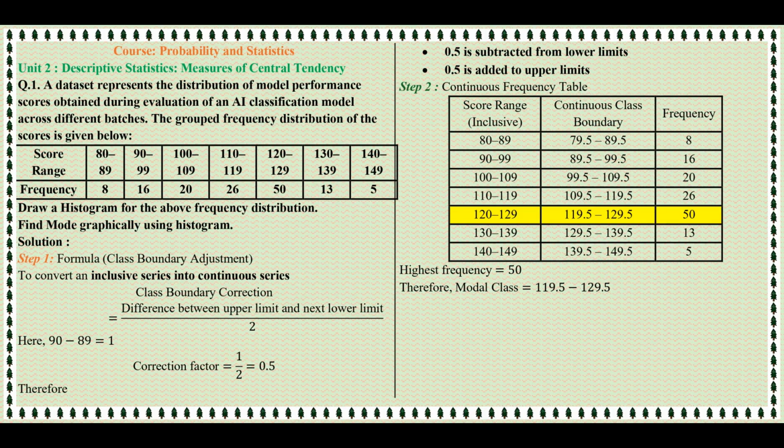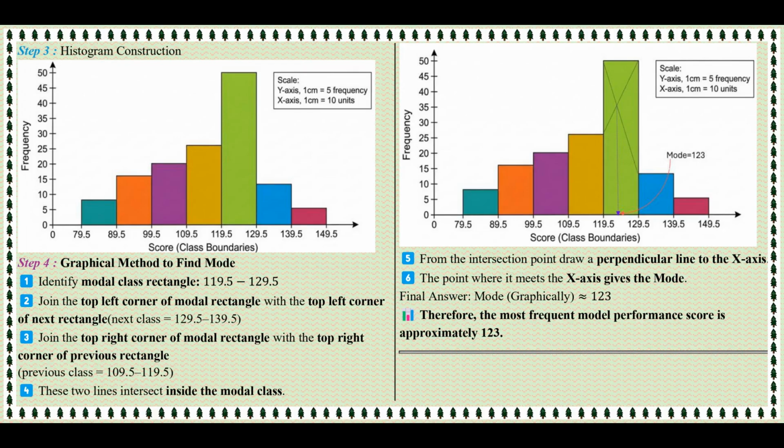Now let's construct the histogram. Imagine drawing two axes. On the horizontal axis, we mark score class boundaries like 79.5, 89.5, 99.5, and so on. On the vertical axis, we mark frequency 5, 10, up to 50. Now for each class interval, we draw rectangles. The width of each rectangle is equal to the class width, and the height represents the frequency. So the tallest rectangle will be for 119.5 to 129.5, because its frequency is 50.